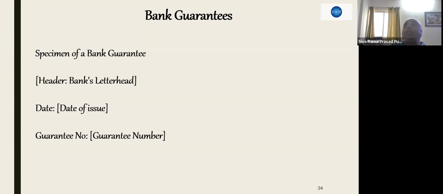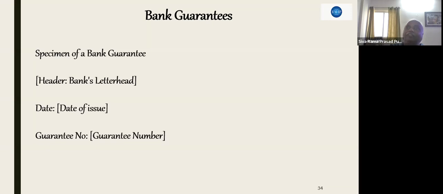Some states charge ad valorem stamp duty. What is meant by ad valorem? Based on the amount, the stamp duty varies. That also has to be paid, otherwise the bank guarantee is invalid. Bank guarantees also attract the Limitation Act, that is sections 18 and 19 of the Limitation Act: acknowledgement of debt and part payment of debt.